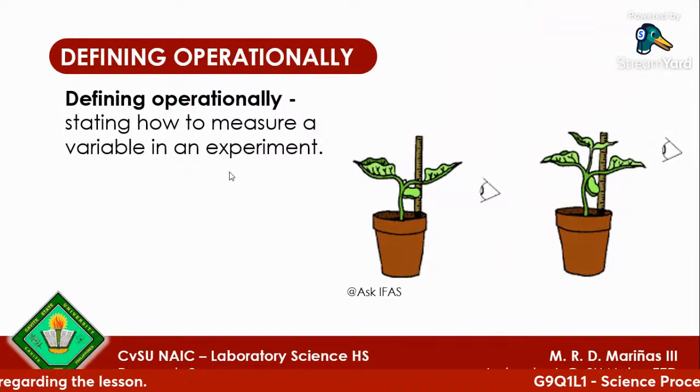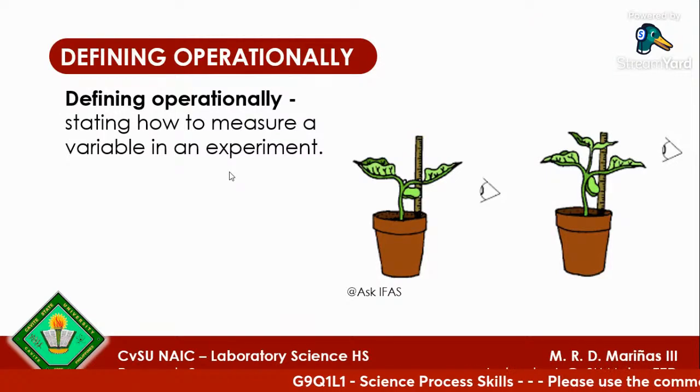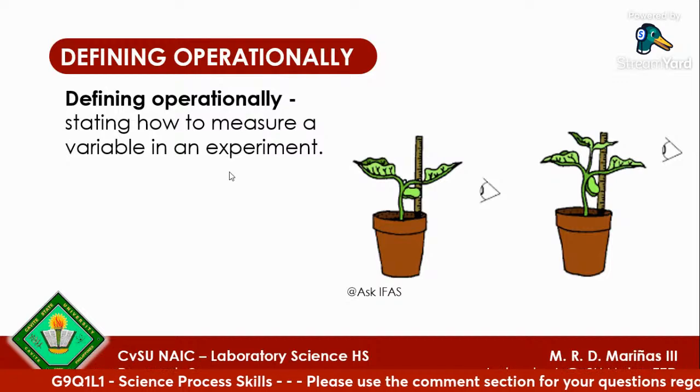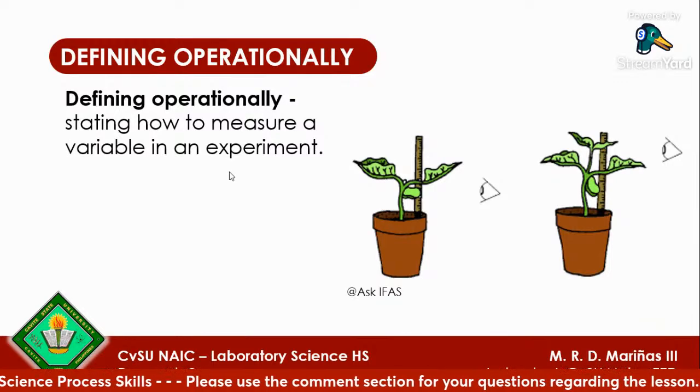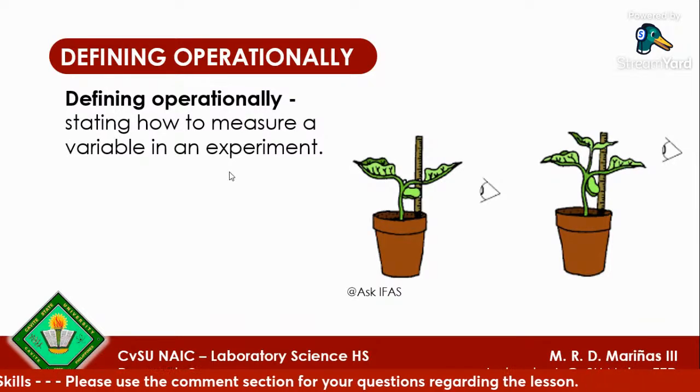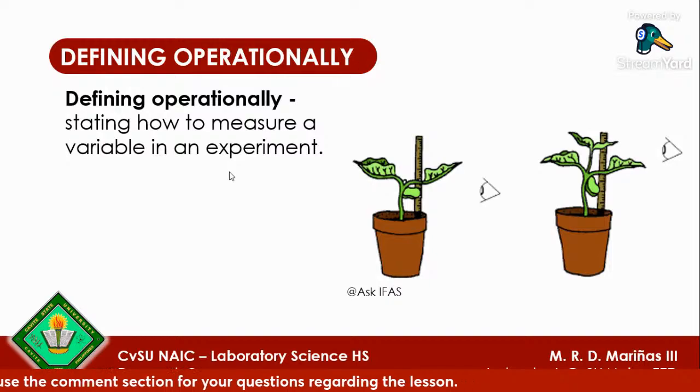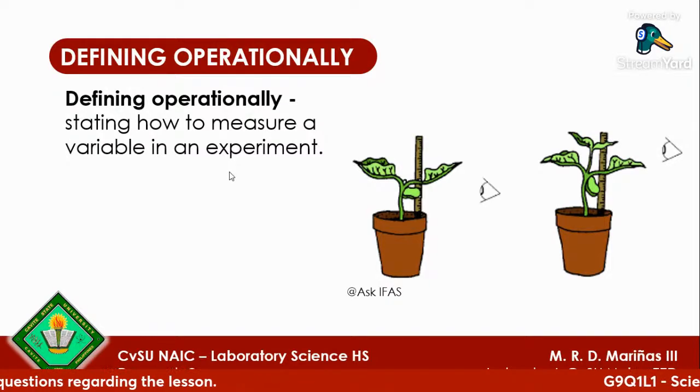Defining operationally is stating how to measure a variable in an experiment. Okay? This one is not just how to measure. Nalalaman na rin natin kung paano natin dinedefine ang isang bagay sa ating experiment. So for example, when we say soil moisture, hindi lang sinasabi natin yung soil moisture is the amount of water sa ating ganito.